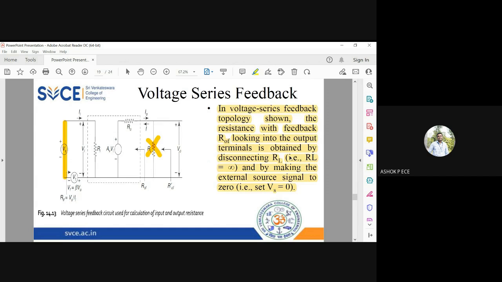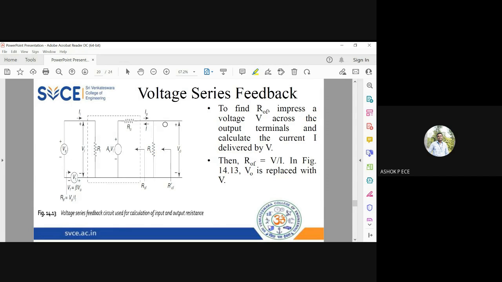Since we have put Vs equal to 0, at the output side I'll be exciting the output side by a voltage capital V, and I'll be finding the current delivered because of this voltage source V. So name the current I. So R0F is going to be V by I. Basically, that is the logic we are going to use for finding the output impedance.